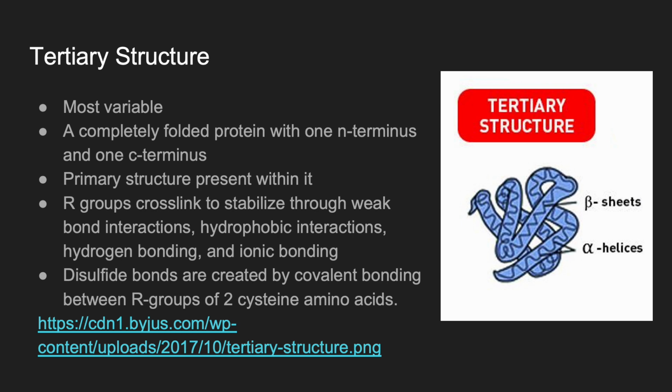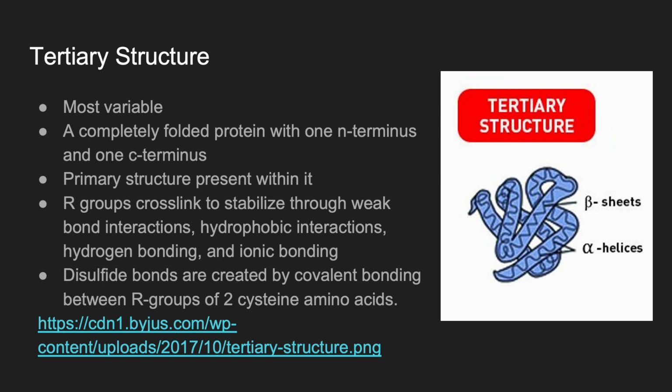By now, we can see that different structures will build upon themselves. For tertiary structure, this is the most variable in all of the structures. Tertiary structure is a completely folded protein with 1 N-terminus and 1 C-terminus. Primary structure will always be present within tertiary structure. Here we finally see that R groups have a function. In tertiary structure, R groups will cross-link to stabilize through weak bond interactions, hydrophobic interactions, hydrogen bonding, and ionic bonding. Disulfide bonds are created by covalent bonding between R groups of 2 cysteine amino acids.